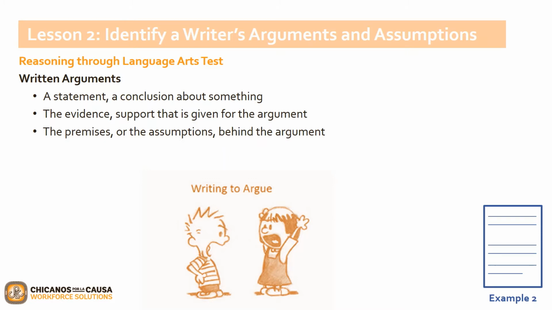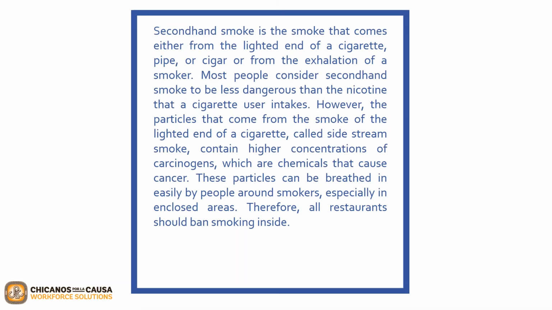Now let's take a look at our first example on page 148. We'll read it together and determine what is the writer's conclusion or argument and assumptions about the topic. Our first example for lesson 2 reads as, secondhand smoke is the smoke that comes either from the lighted end of a cigarette, pipe, or cigar, or from the exhalation of a smoker. Most people consider secondhand smoke to be less dangerous than the nicotine that a cigarette user intakes.